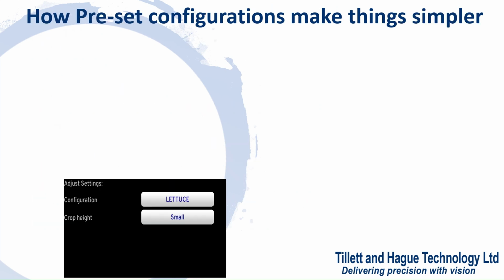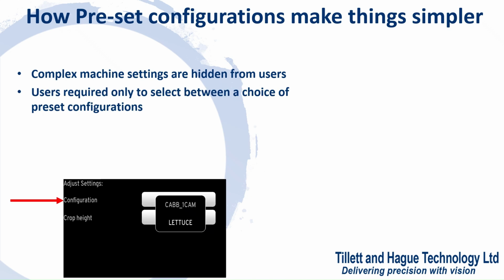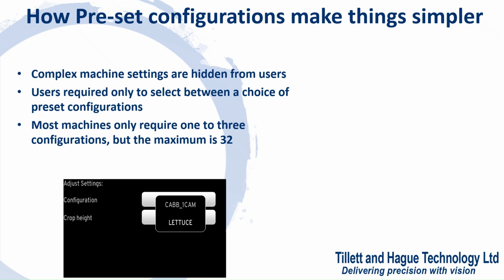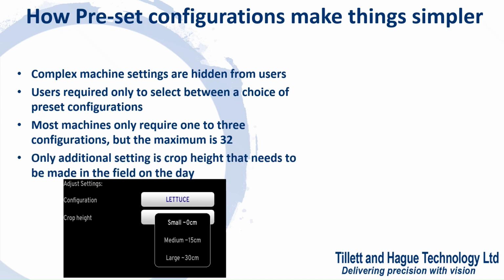Configuration files make life simpler. From the user's perspective, all potential complexity is hidden. Users are only required to select from a limited number of preset configurations, tailored to their particular machine and setup. Most machines only require between 1 and 3 configurations, for example, to cover 3 different crop configurations a customer may use their machine on. But if necessary, up to 32 can be accommodated. So when users go to the field, they only have to set the appropriate crop height for the day and to select the correct configuration, and then they are ready to go.